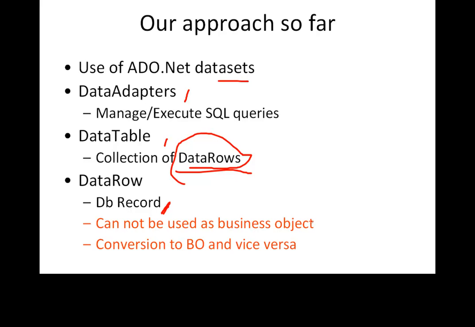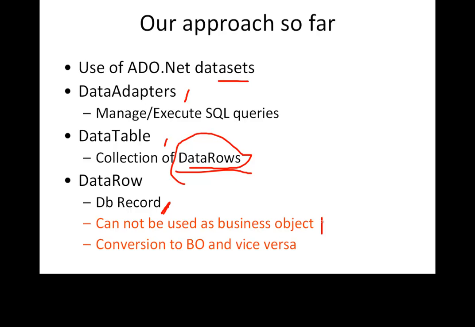But the problems come when we want to use these data rows in our business objects. For example, we have a business data access layer which is returning something to a business layer, or a business layer which is returning something to the client.